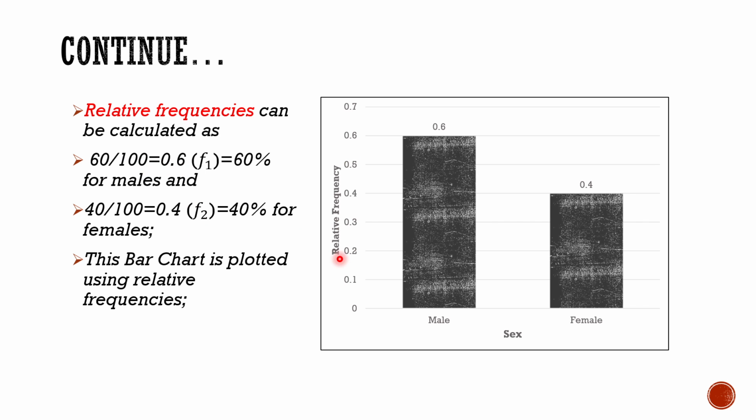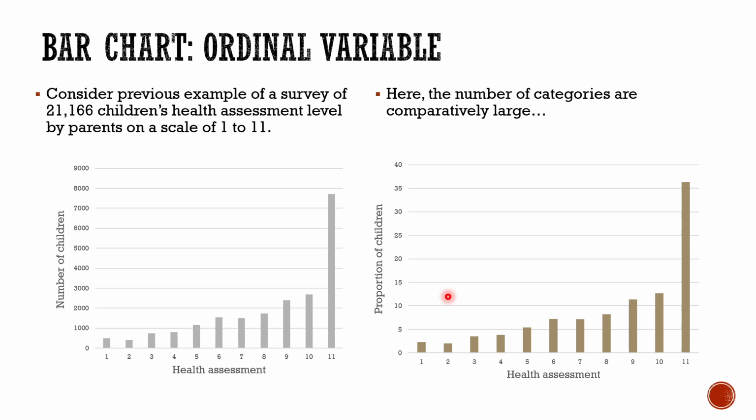And this is how you can plot it. In the y-axis you put relative frequency, and in the x-axis you put the variable of your interest here, that is sex, and these are the two different categories. Now for bar charts, if you're plotting an ordinal variable, I already mentioned that you should sort your data, or arrange your data in ascending order. And here we put it in a particular order.